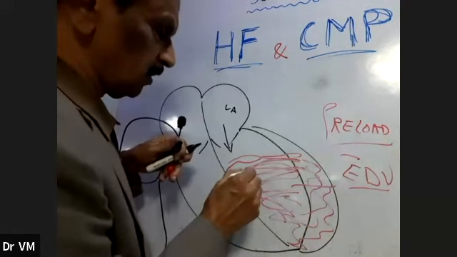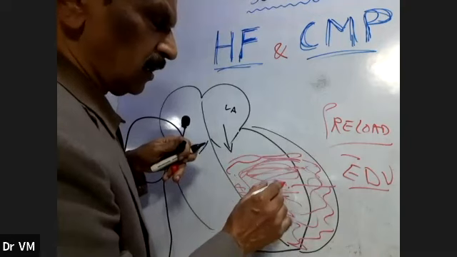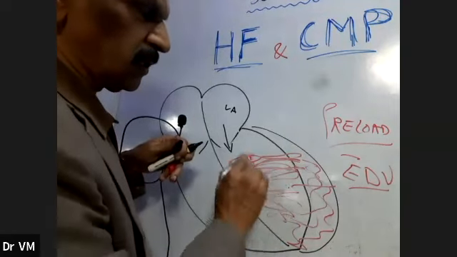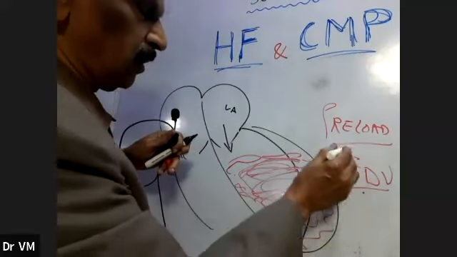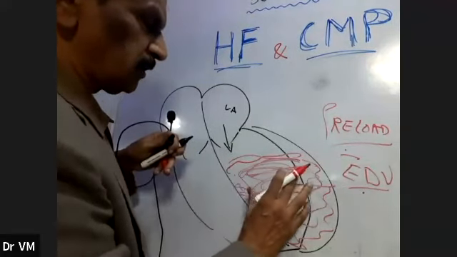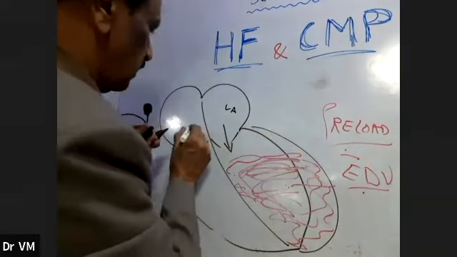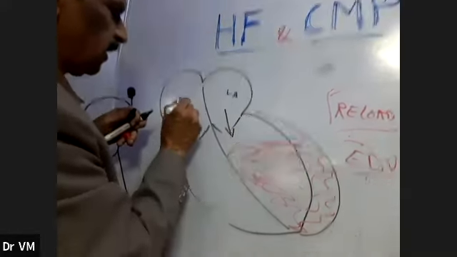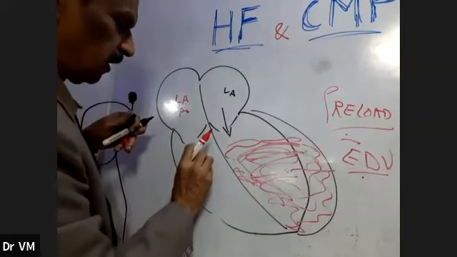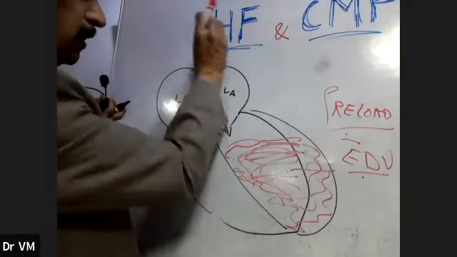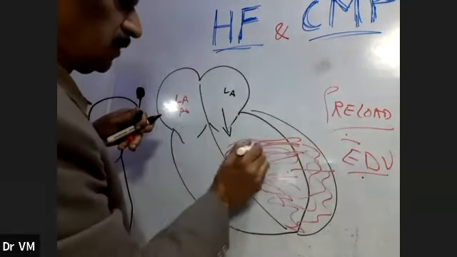So end diastolic volume and end diastolic pressure dictate the cardiac output. Cardiac output basically depends on EDV, preload, and afterload. Afterload is when the heart is contracting, and that depends on your left atrial pressure. If left atrial pressure is normal, the same blood will come back to the left ventricle. So this is preload and this is afterload.